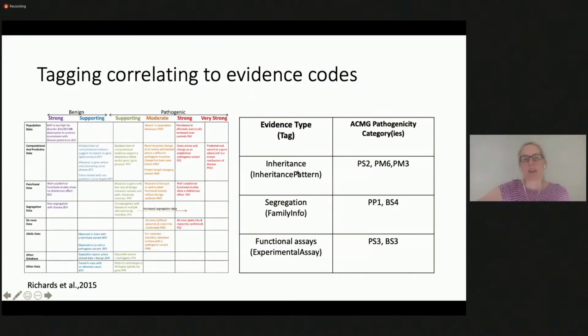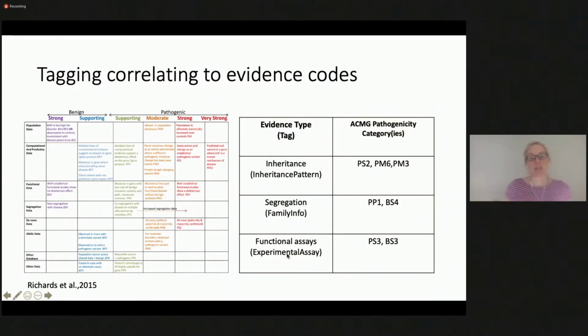But again, when we think of inheritance pattern, that may apply to PS2, PM6, PM3. So just having this tag may tell you where you can have applied rules on ACMG. Again, when we think about segregation in PP1 and BS4, this now can go to the tag family information. So we provide those tags to let you know how they correlate back to different criteria so that you can search on them and look for that evidence.